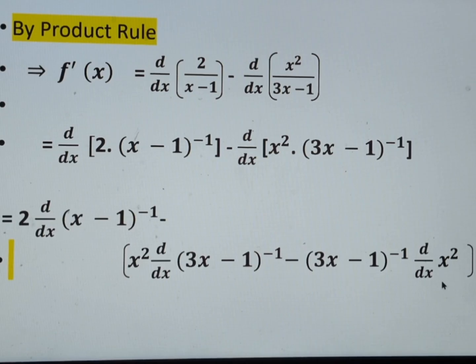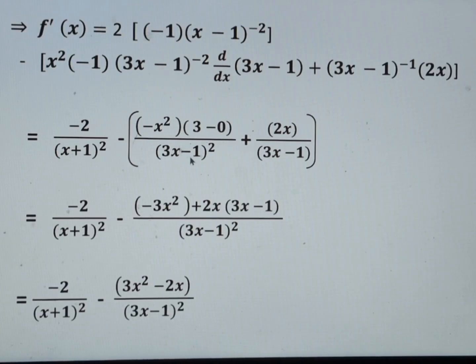Now here we will use derivative of x raised to power n, that is equal to n x raised to power n minus 1. And here we will use the chain rule. So we get f dash x equal to 2 times minus 1 times (x minus 1) raised to power minus 2, and derivative of (x minus 1) goes to 1, minus x square times minus 1 times (3x minus 1) raised to power minus 2, further derivative of (3x minus 1), plus (3x minus 1) raised to power minus 1, and derivative of x square, that is equal to 2x.